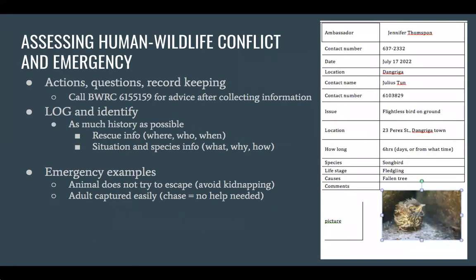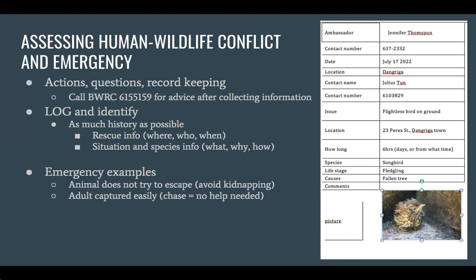So what you would need to do when assessing a human wildlife conflict or an emergency is take note of any actions that you take, questions asked, and keep your record keeping short and simple and precise. You could always call the hotline for advice after collecting the information that you may need.